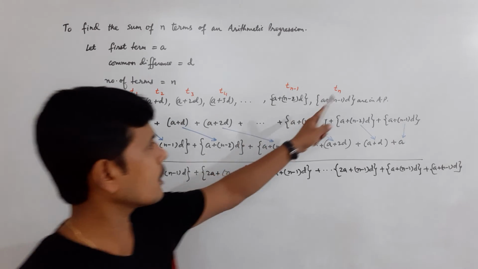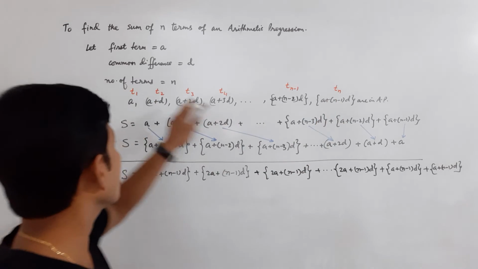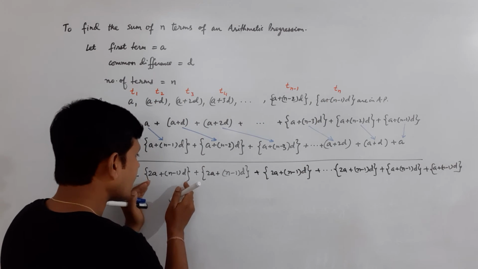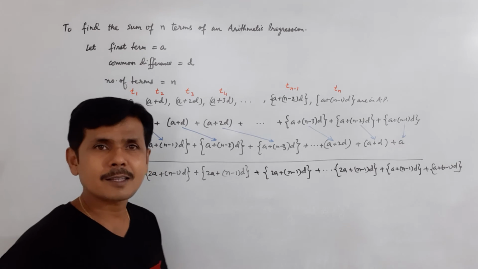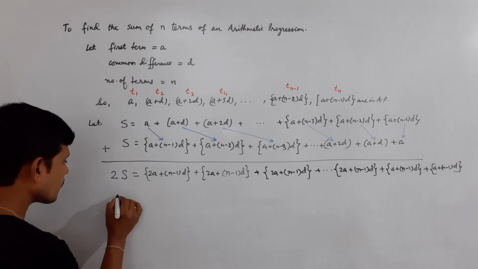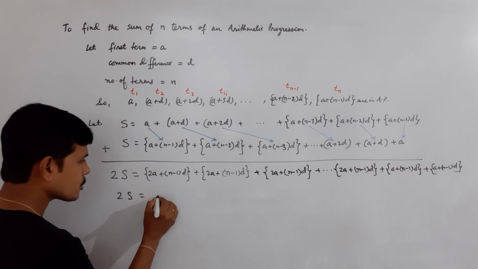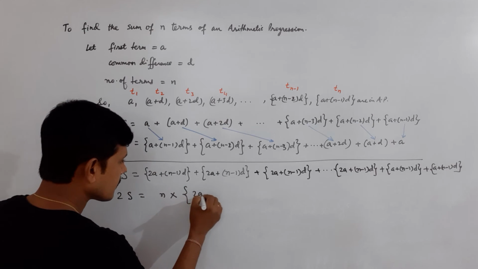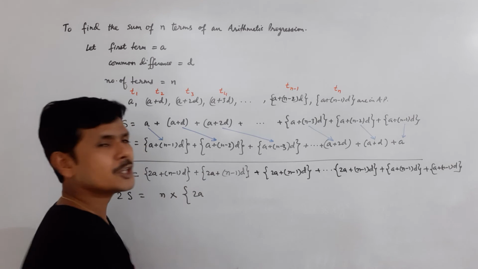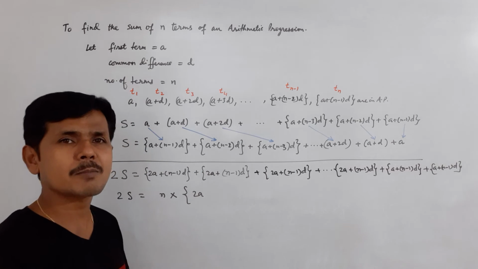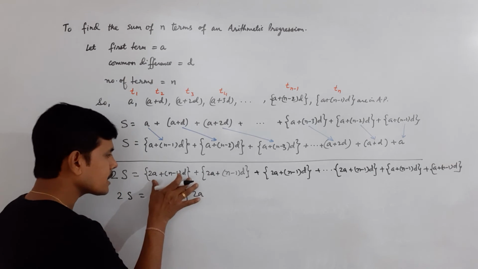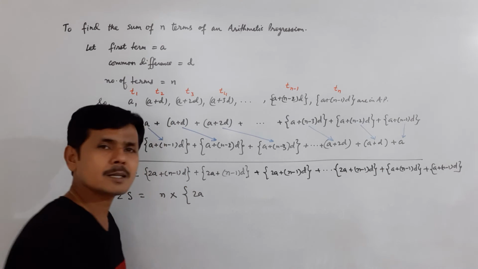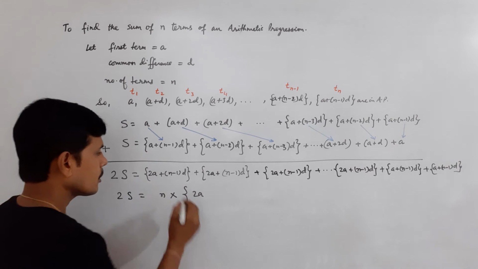Because it is up to the n terms, the total number of terms is n, so we have n times this value. Okay, so I'm writing over here 2S is equal to n times this. This is a repetitive addition, and repetitive addition means multiplication. So I have taken this term and multiplied by n because altogether they are n terms.